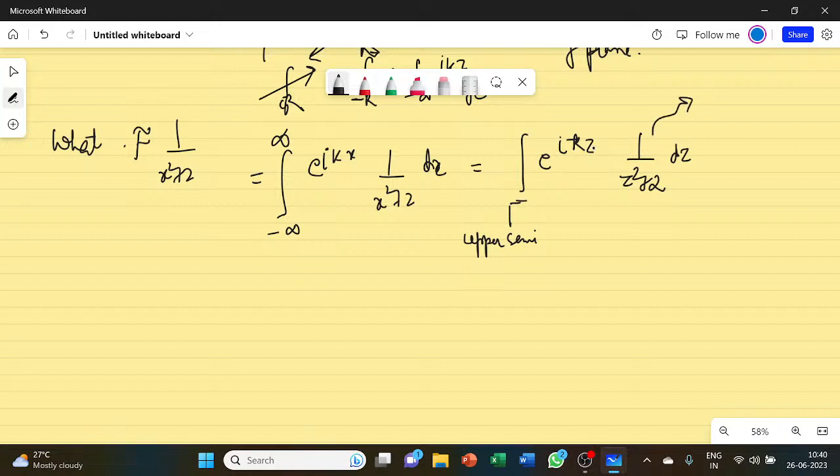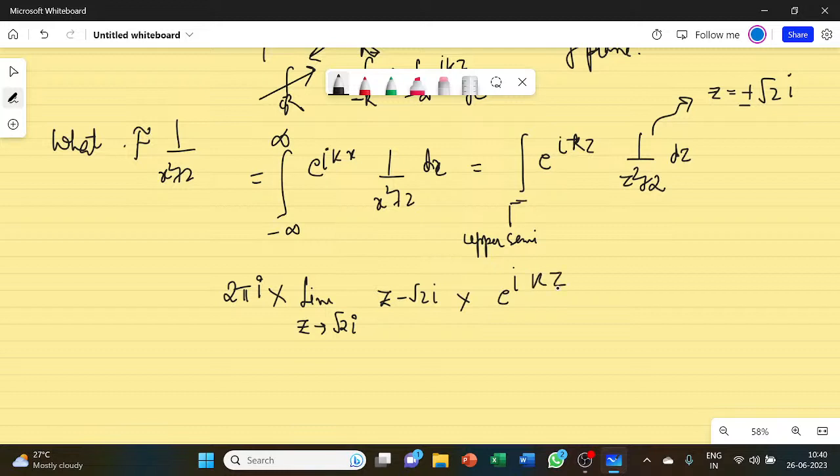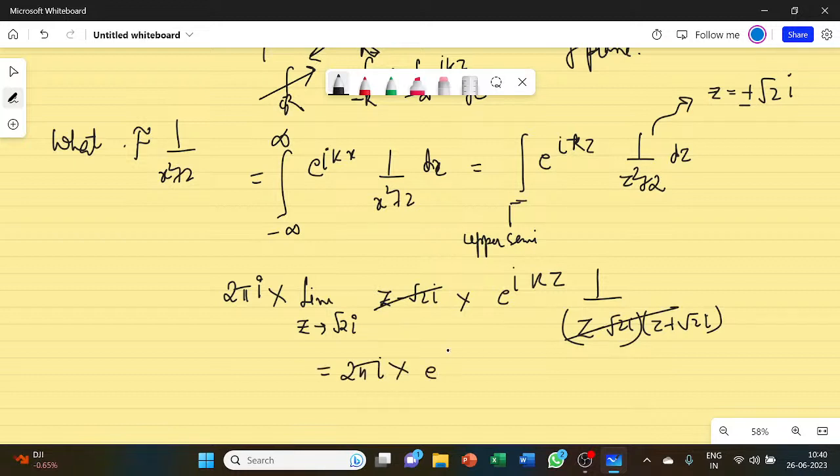And you see, this particular function has two poles. The exponential is an entire function, forget about it. This particular function has two singularities, and these singularities are basically poles only. They are simple poles. So one has to find the sum of residues, so 2 pi iota into the sum of residues. You have to find the residue at z tends to root 2 iota: z minus root 2 iota into e to the power iota kz into 1 upon z minus root 2 iota into z plus root 2 iota. This is how you find the residue for simple poles. This you cancel out, and eventually you get 2 pi iota into e to the power iota.